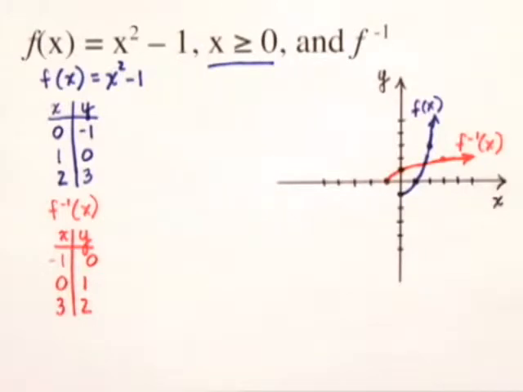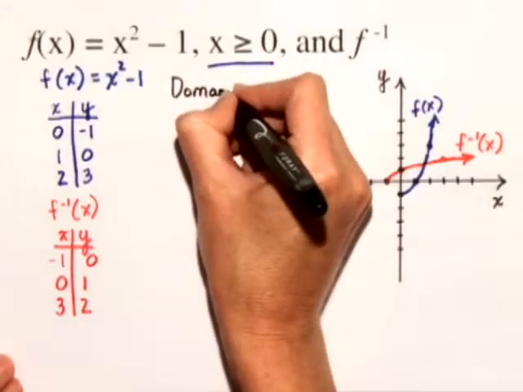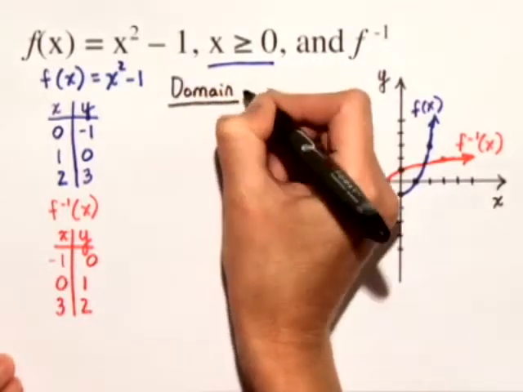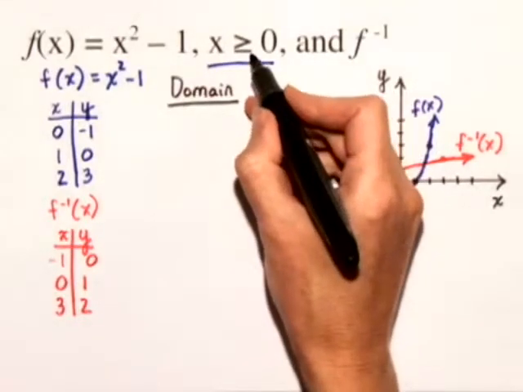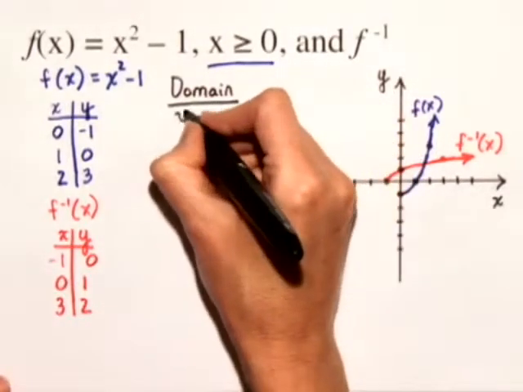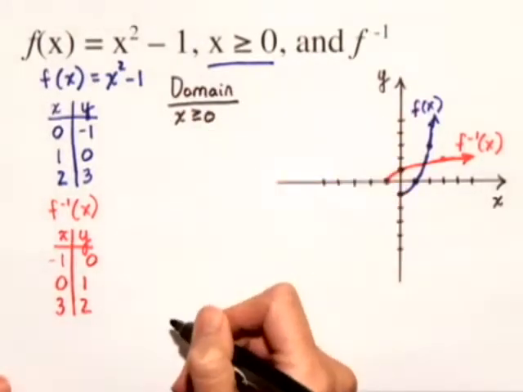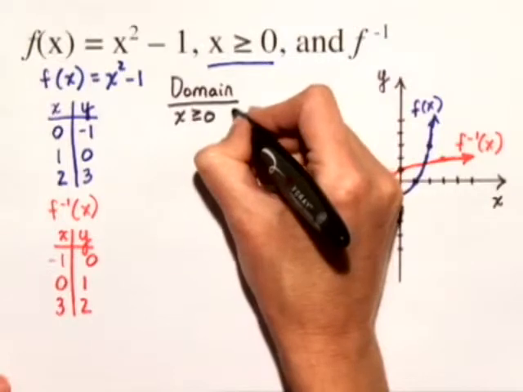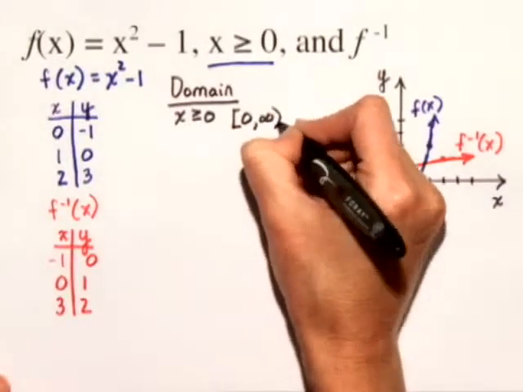Next, we want to talk about the domain and the range of each. So let's start in blue, the domain of our original function f of x. Well, actually, we were given the domain. x had to be greater than or equal to 0, and I normally write the domain in interval notation, so I'll write it including 0 as a closed interval to positive infinity.